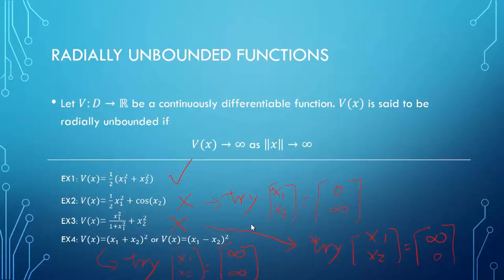So this radially unbounded property is usually used on Lyapunov functions V. Okay, so let V be a function mapping from D to R, which is continuously differentiable, and V is said to be radially unbounded if V goes to infinity as long as the x norm goes to infinity. Okay.